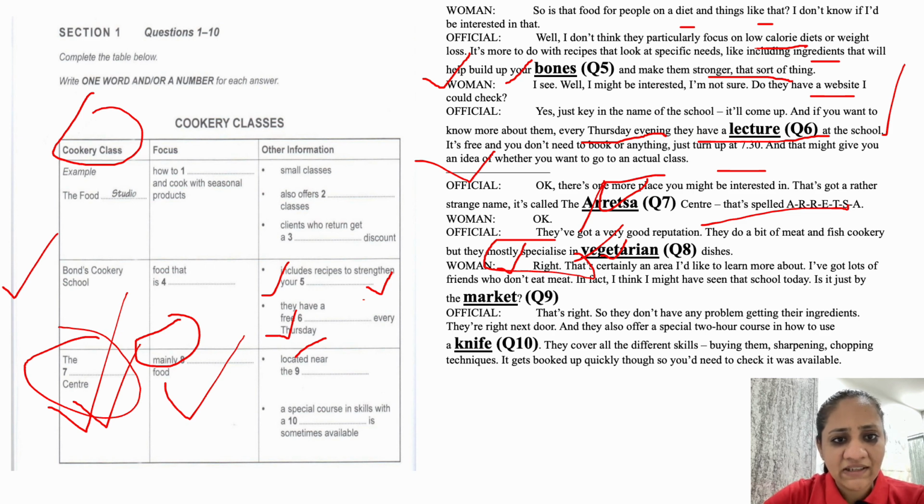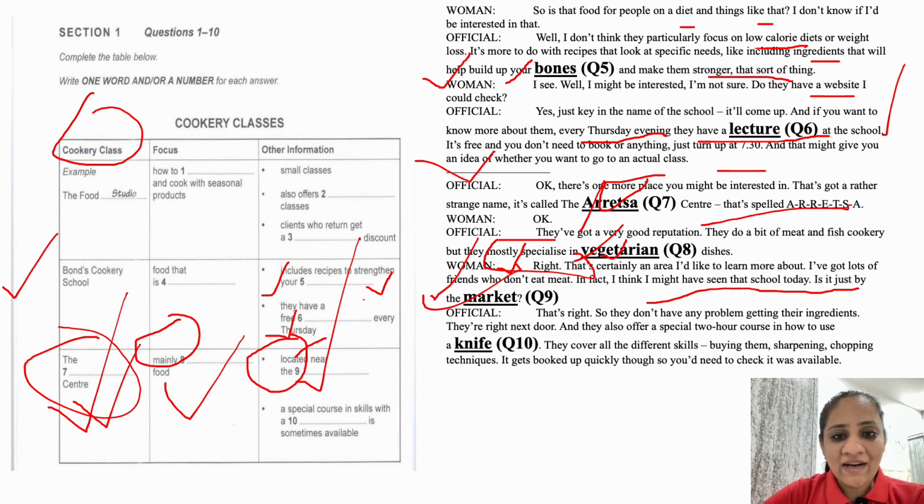Let's see the next what they have written. Right, that's certainly an area I would like to learn more about. I have got lots of friends who don't eat meat. In fact, I think I might have seen that school today. It is just by the market. Okay, so located near where? So this is located near. I think I might have seen that school today. It's just by the market. By the market, located near the market. So my answer is market. Okay, let's see the next.